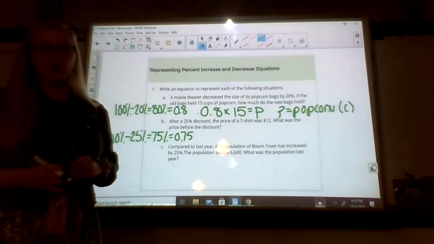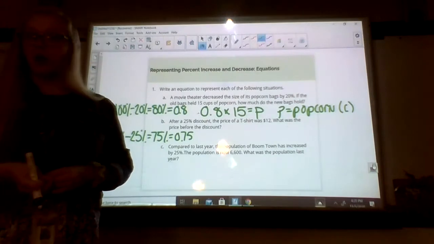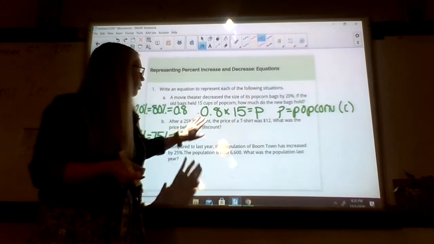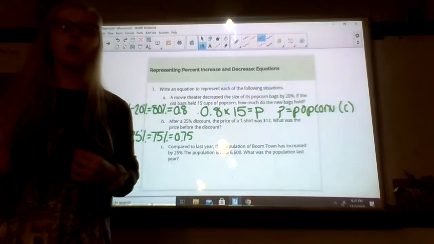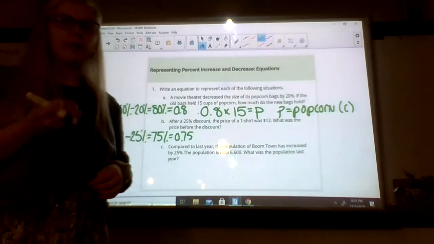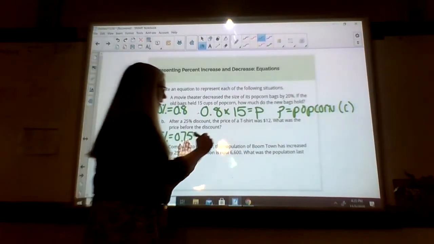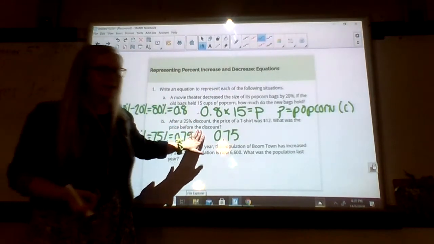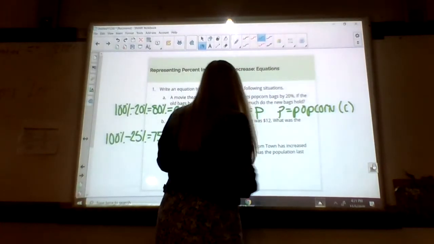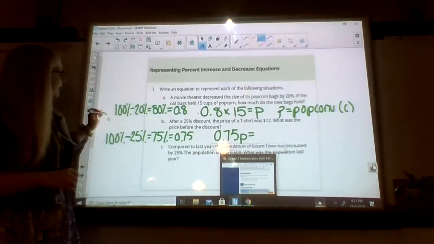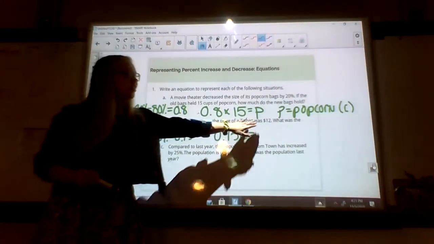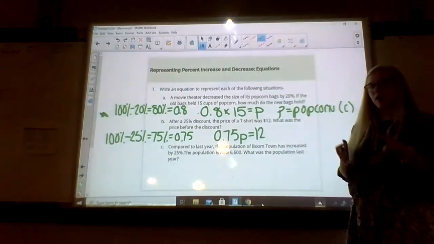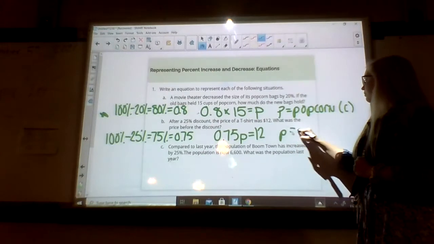After the discount. This is after it happened. This is not our initial amount. The price of a t-shirt was $12. What was the price before the discount? Before the discount is our initial price. So I would take my percent, 0.75, multiply it by the initial price. I'm going to use P again as my price. When I take 75% of my initial price, I should get $12. So that would be our equation, P being our price.